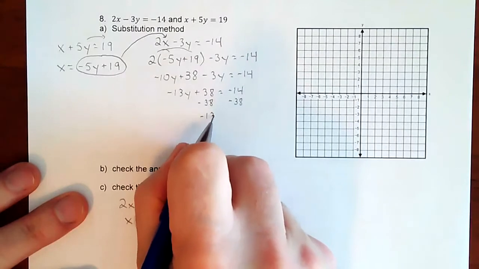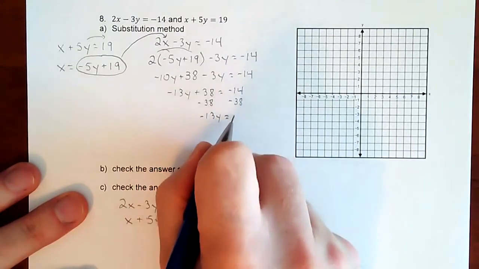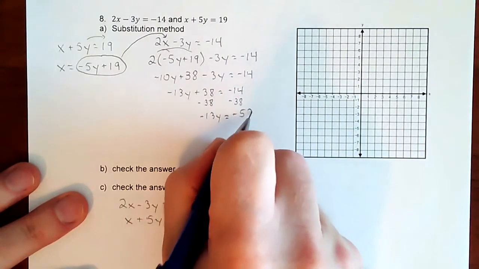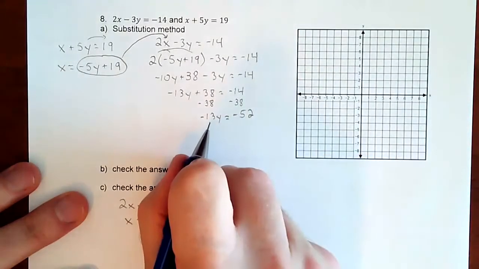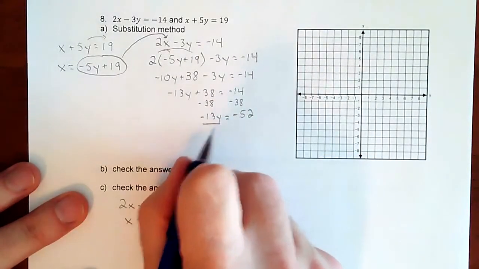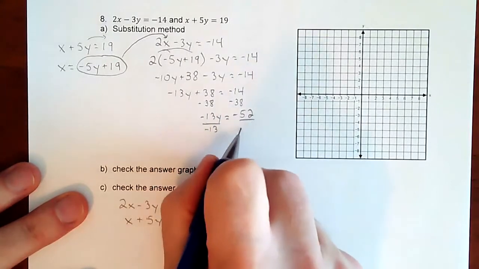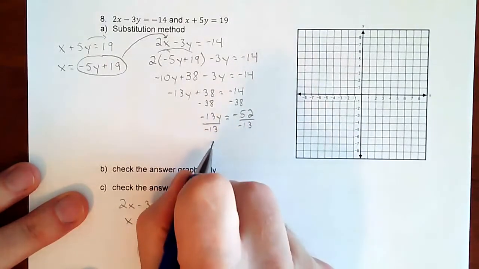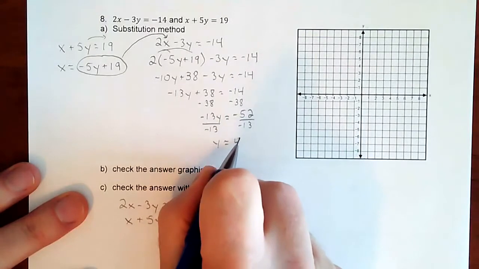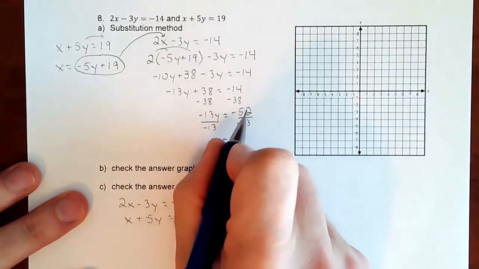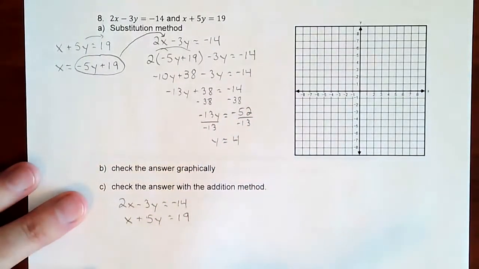So we'll have negative 13y equals negative 52. And then we don't have any more like terms, so now I'm ready to divide, to isolate the y. So y is going to equal 4. Negative divided by negative is a positive. 52 divided by 13 is 4.